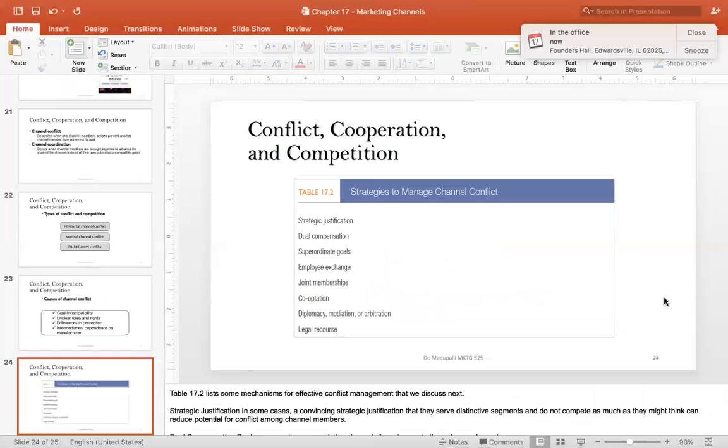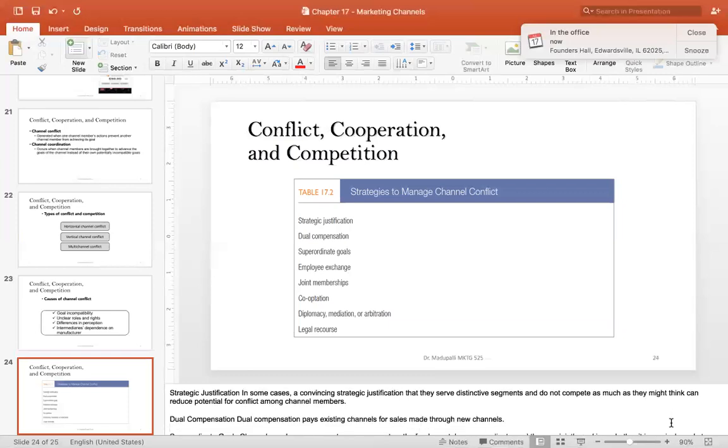How do you manage these conflicts though? There are a variety of ways, like strategic justification. This is like convincing, making clear-cut distinctive segments that do not compete with each other, making a proper justification, saying that this is it, in order to reduce the potential conflict, this is what we're going to do.